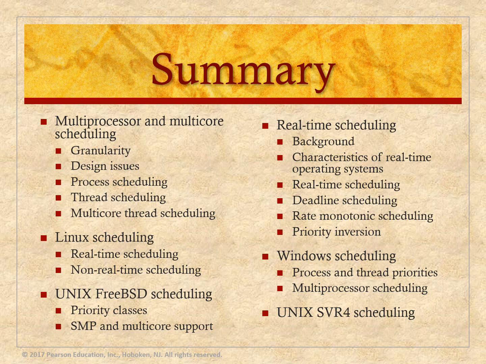Okay, for summary, in multiprocessor and multi-core scheduling, we have the granularity, the design issues, process scheduling, thread scheduling, and also some about multi-core thread scheduling. We are also not looking into the details of Linux scheduling, Unix scheduling, and Windows scheduling. So we looked into multiprocessor and multi-core scheduling and also real-time scheduling. We discussed the background, the characteristics, real-time scheduling, and deadline scheduling as well.